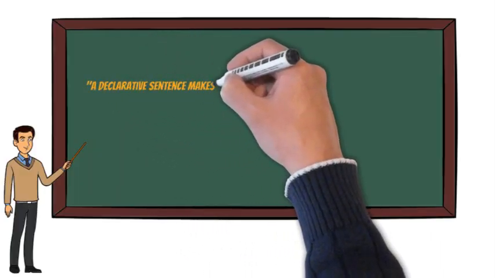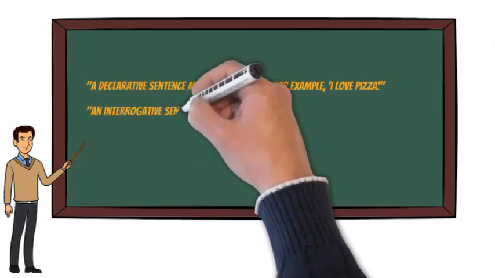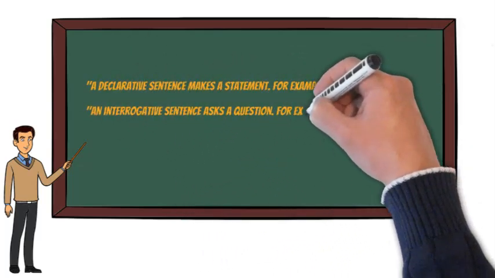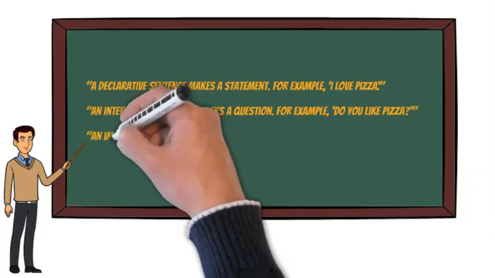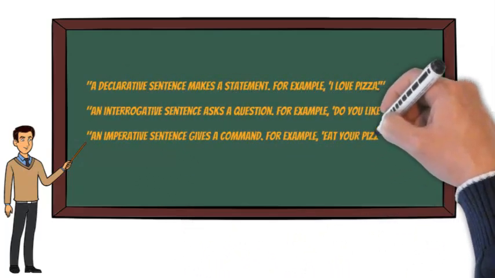There are different types of sentences in English. Let's explore them. A declarative sentence makes a statement. For example, "I love pizza." An interrogative sentence asks a question. For example, "Do you like pizza?"